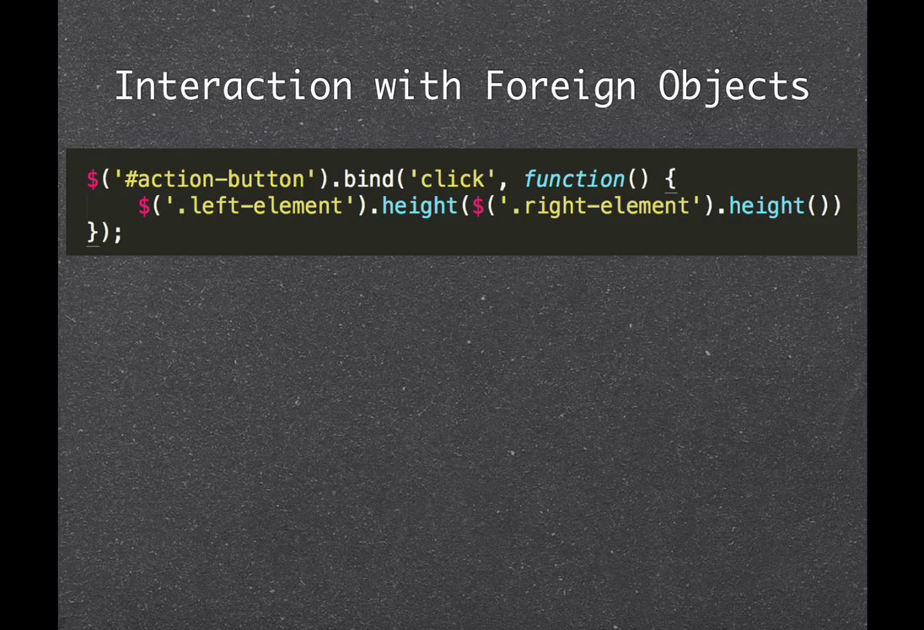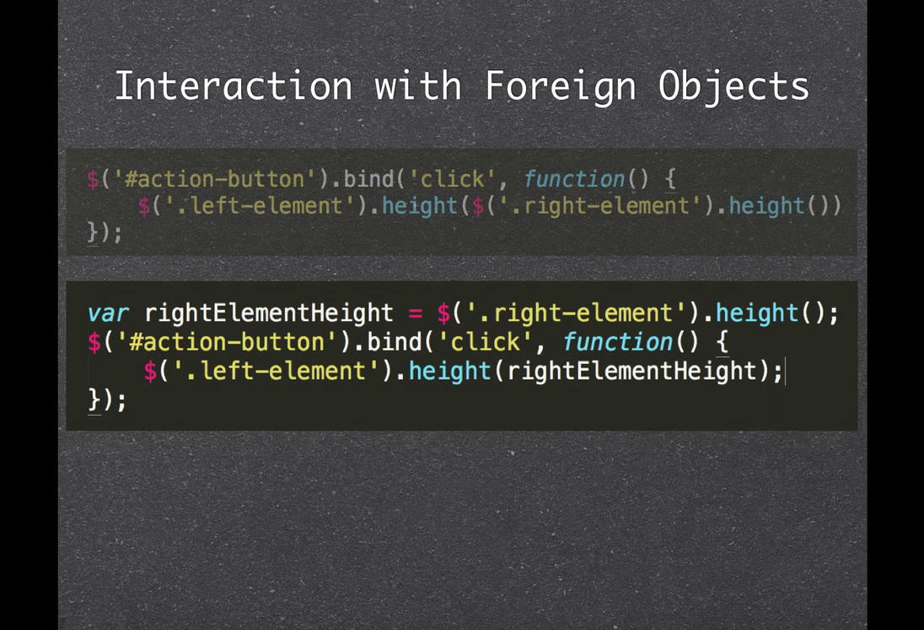Okay, another example is we should cache our DOM properties if they're not going to change much. In this case, I have a button, and on click of that button, I want to set an element's height. The element is the left element. Now this element's height is to be adjusted according to an element I call the right element. However, with each click, it first finds the height of the right element and sets it to the left element. If I know that the right element's height is not going to change, it makes more sense to cache it beforehand and not recalculate it every time.